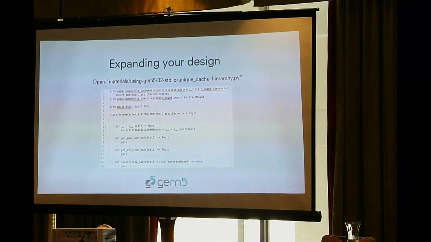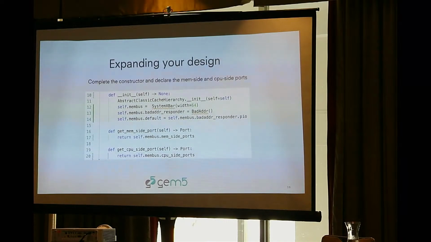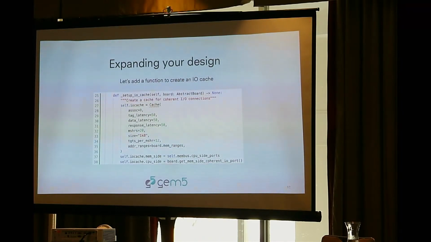So what you do if you want to create your own cache hierarchy setup is you'd first of all implement the functions. So in this case, you'd implement the mem side port and the CPU port, and you'd implement the constructor. So here, the constructor creates a mem bus with a 64-bit width. And it uses the mem bus as the CPU side port and the mem side port. And in this case, this example is going to get you to create an I/O cache. But I hope you understand here, you create the I/O cache into the cache hierarchy.